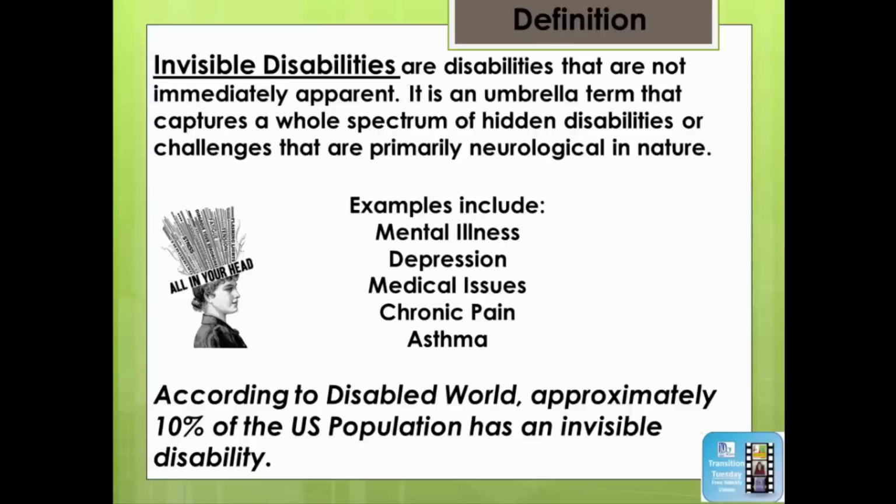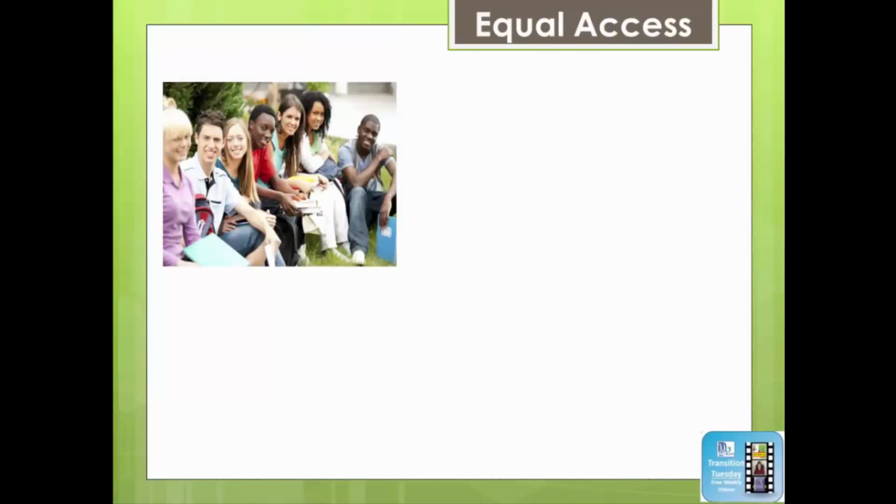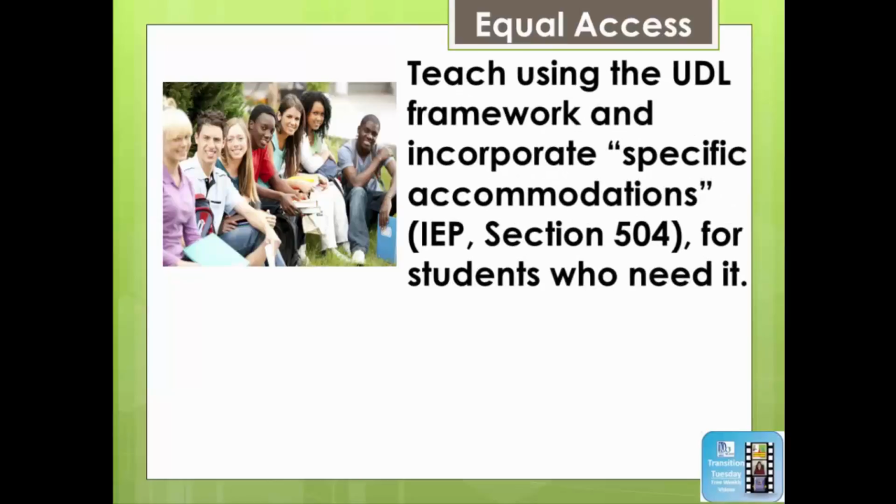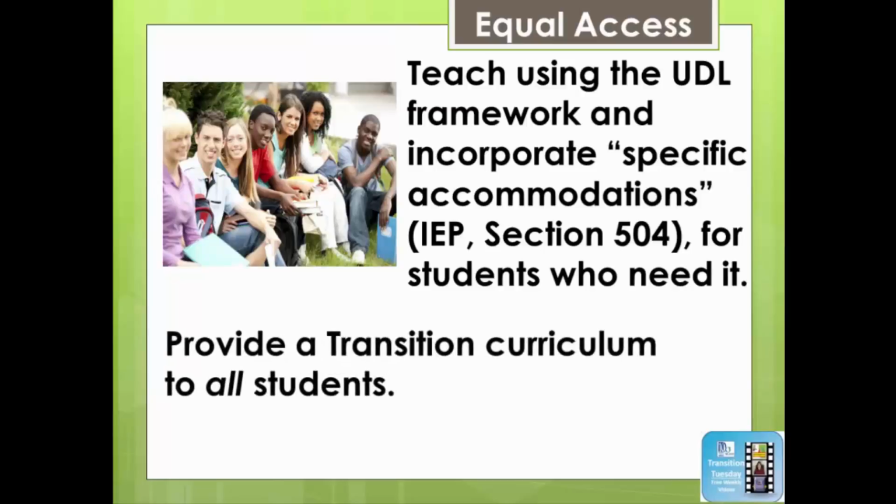So the question really is, how do we help all students reach their post-secondary goals and lead productive adult lives? I'm going to offer 2 programming solutions that, when implemented correctly, would benefit all students. This means students with visible and invisible disabilities, as well as general education students, including students who have fallen between the cracks. First, all educators should be teaching using the Universal Design for Learning framework and only incorporate specific accommodations for students who need it. And second, districts should provide a transition curriculum for all students.